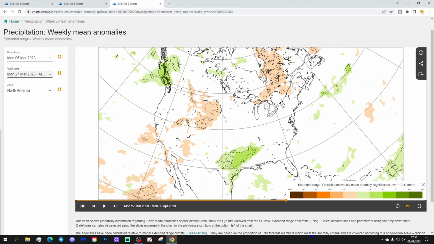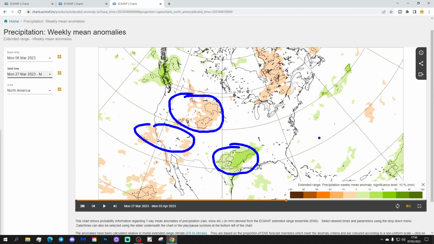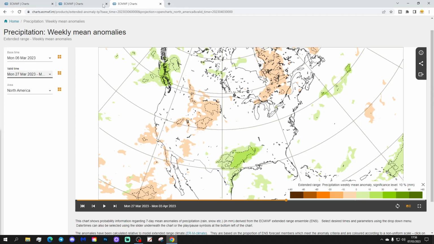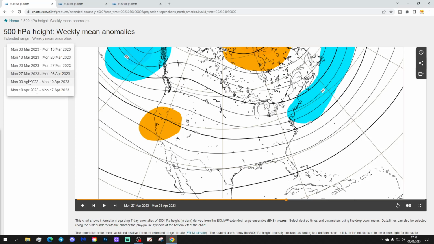Precipitation-wise, it looks rather wet down south. Again, some beautiful rains perhaps around Texas and along the Gulf Coast. Into the west and the northwest, it's a little bit drier through those portions of America as that ridge of high pressure is starting to get going.